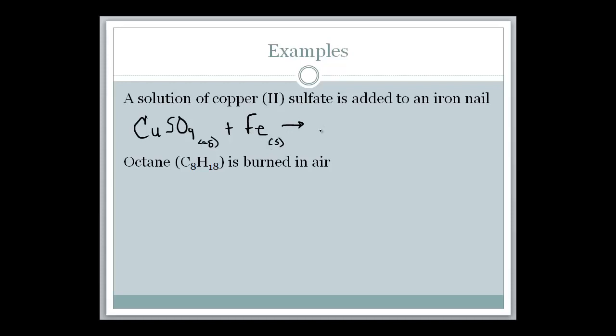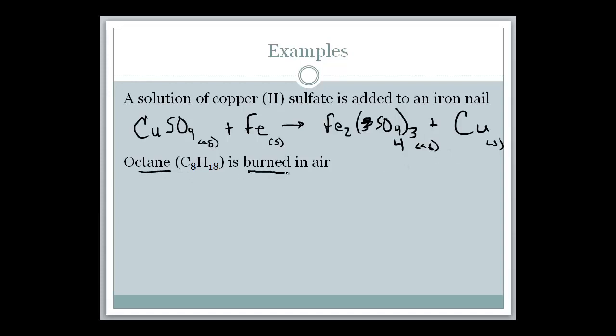Iron is solid, so we have iron 3 sulfate and copper. And we said iron does replace copper, so this reaction would happen. And again, that is a 4. I don't know what my problem with 4s is. That's aqueous, and copper is a solid.